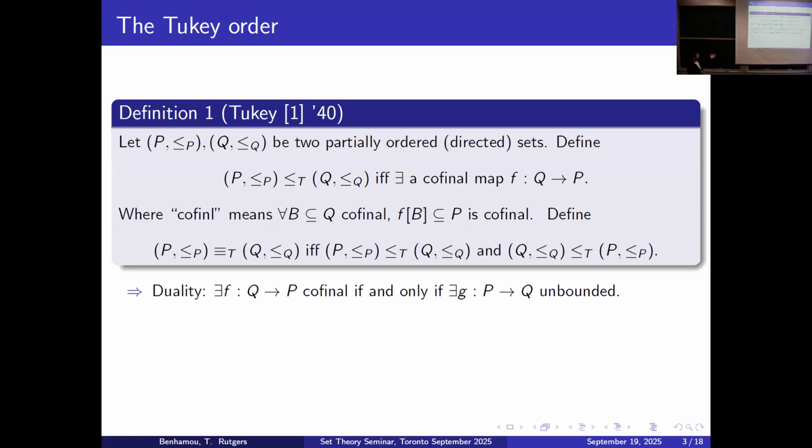So we say that two posets are Tukey equivalent if they're Tukey below each other. And when I say a cofinal type or Tukey type, I mean an equivalence class in that relation. Okay, so there is some duality here, which is convenient. It's due to Schmidt, I believe. Not very hard, but Schmidt was the first one to claim it.